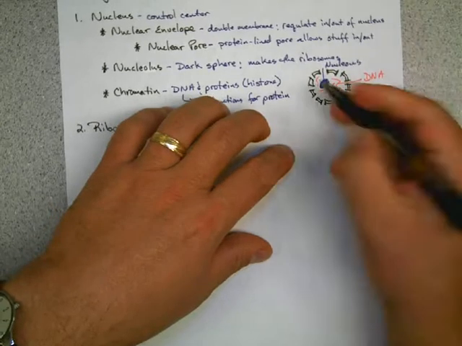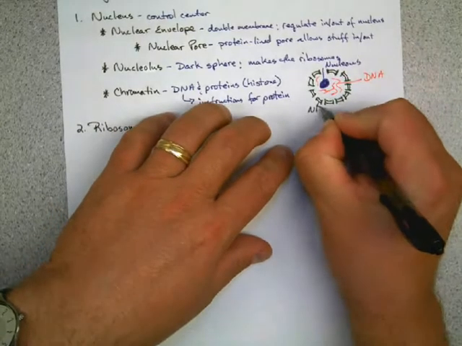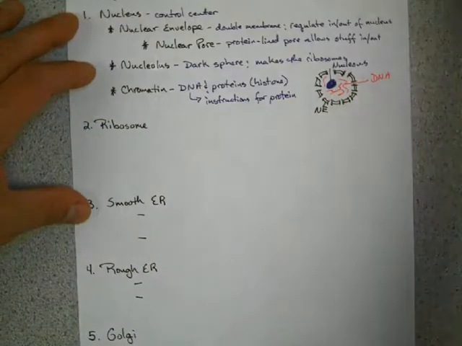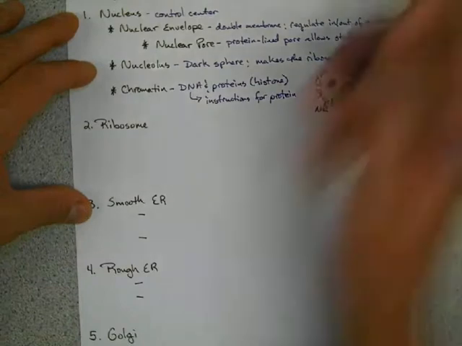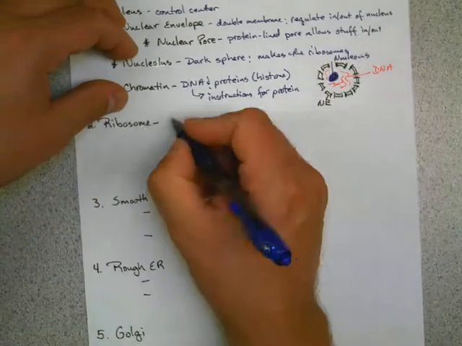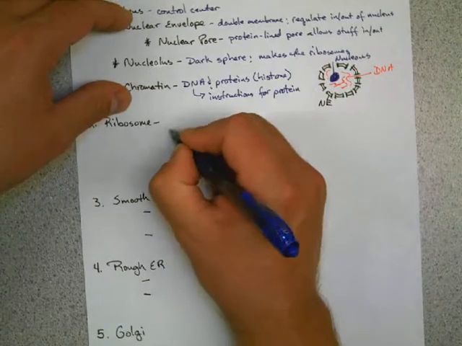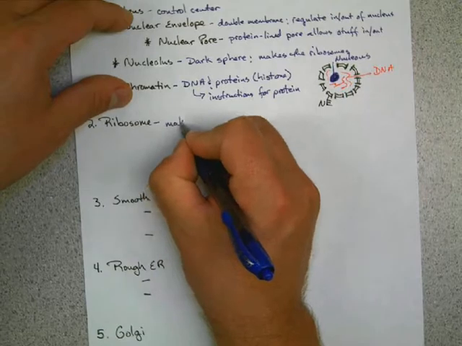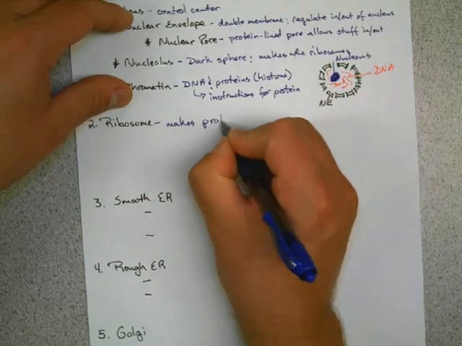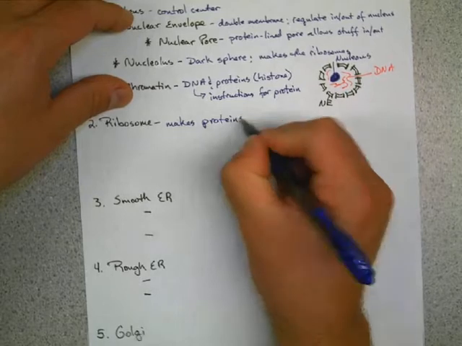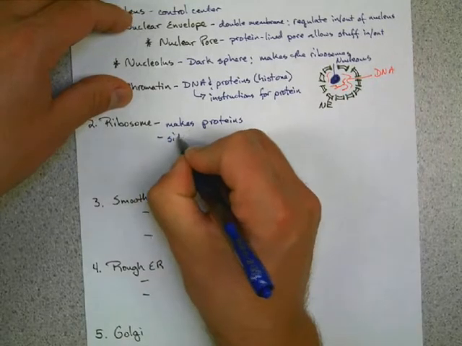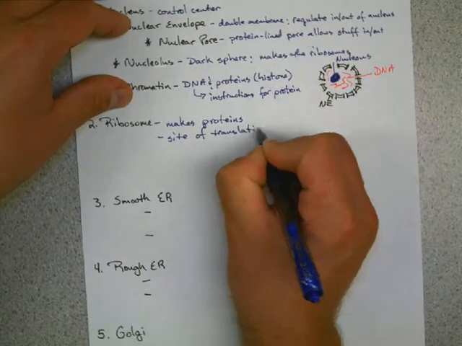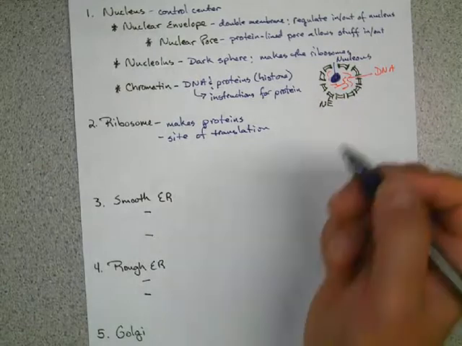Okay. Now back over here to the ribosome. Back to our blue. Okay, the ribosome is a very small structure, and this is just a review of chapter 12. And really what the ribosome does is it makes proteins. So it's a little tiny protein factory. And remember, it's the site of translation. Translation is the process in which the ribosome is going to read mRNA and produce the protein.